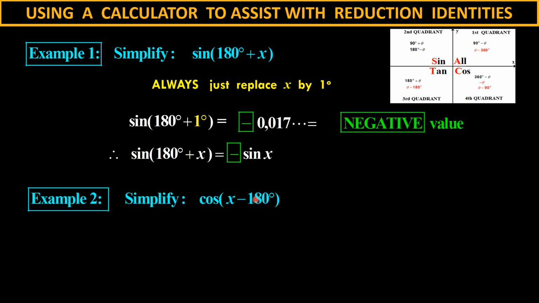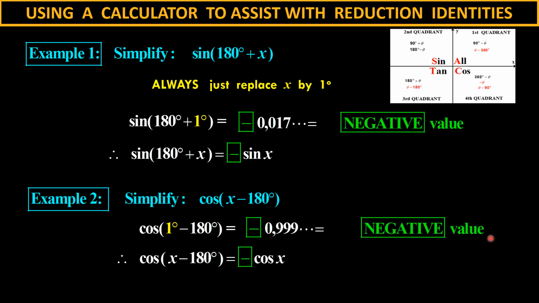Let's take a second example. So we're going to make x a 1 again. Cos of 1 minus 180. And you see on your screen, negative 0.something. So it's a negative value. So if I'm going to reduce this cos of x minus 180, it becomes negative, right? It's a negative value. And when I drop the 180, it just becomes negative cos of x. Gives me exactly the same value, cos of x.